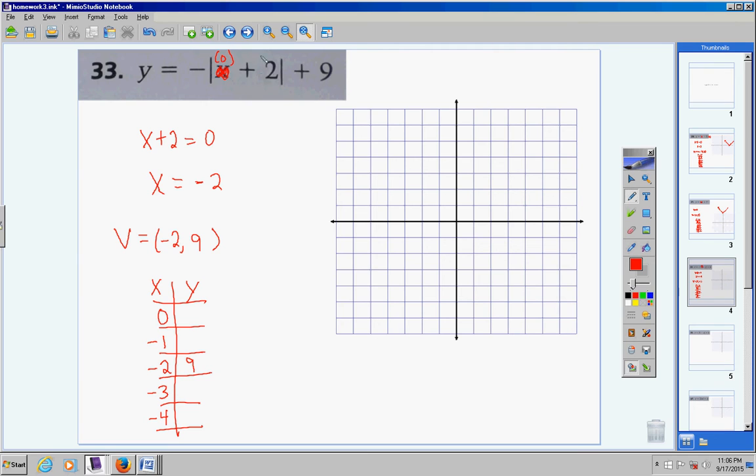0 plus 2 is 2. The absolute value of 2 is 2. But there's a negative on the outside. So negative 2, positive 9. That's going to give me positive 7.